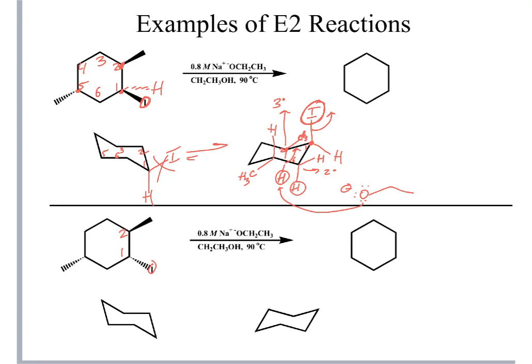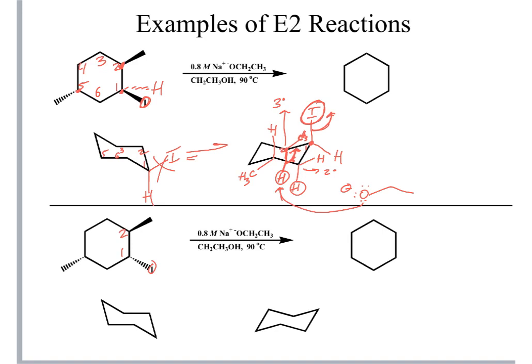3 arrows. 1, we're abstracting the hydrogen from the backside. Second arrow, center to center. The bond between carbon and hydrogen is being broken. Those 2 electrons will serve to make the pi bond between carbons 1 and 2, and the leaving group is expelled.